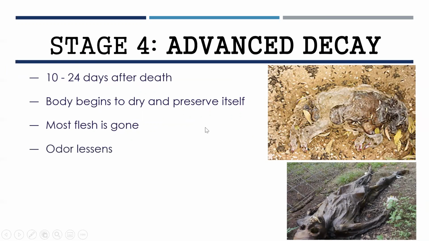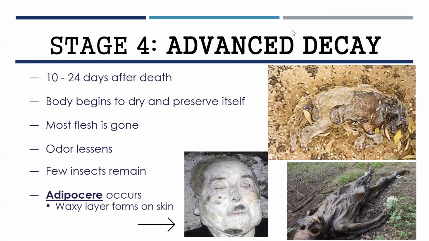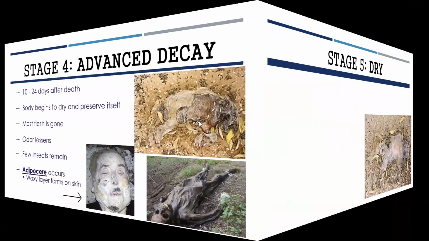Because there's not as much flesh left behind, the odor is going to lessen and there's not going to be many insects remaining because they have nothing to feed off of. You also have adipocere occurring, which basically is when you have this waxed layer that forms on the skin. I'm pretty sure that's what the point of House of Wax, the horror movie, is about. I could be wrong. I don't like scary movies, but I would assume. So you have this waxy looking layer that forms on skin during this stage as well.